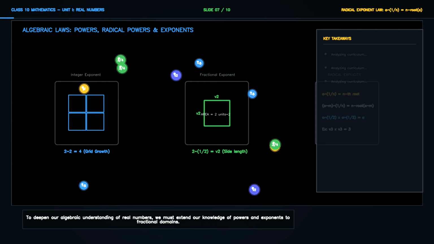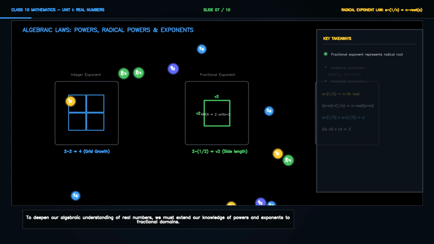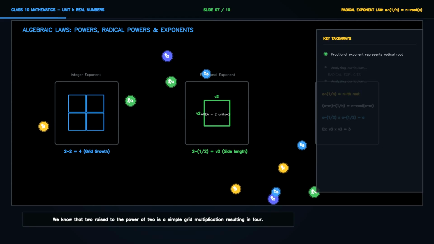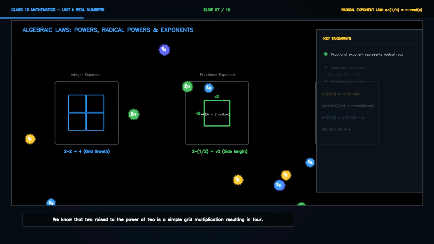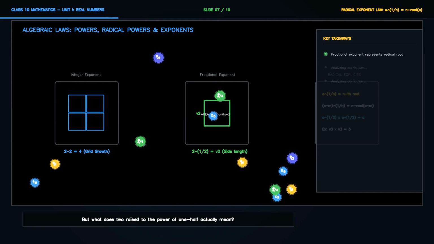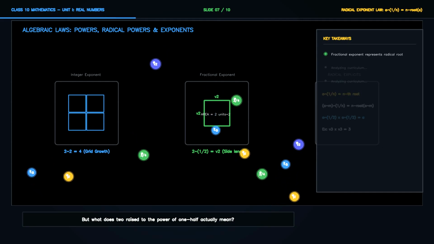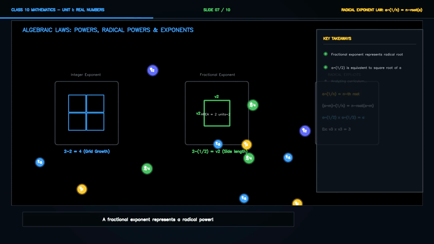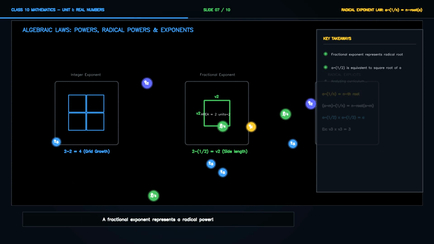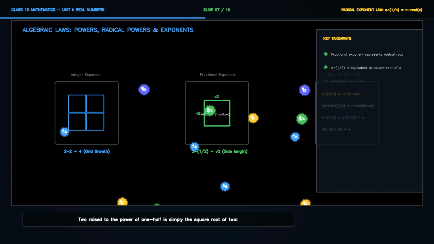To deepen our algebraic understanding of real numbers, we must extend our knowledge of powers and exponents to fractional domains. We know that 2 raised to the power of 2 is a simple grid multiplication resulting in 4. But what does 2 raised to the power of 1/2 actually mean? A fractional exponent represents a radical power. 2 raised to the power of 1/2 is simply the square root of 2.